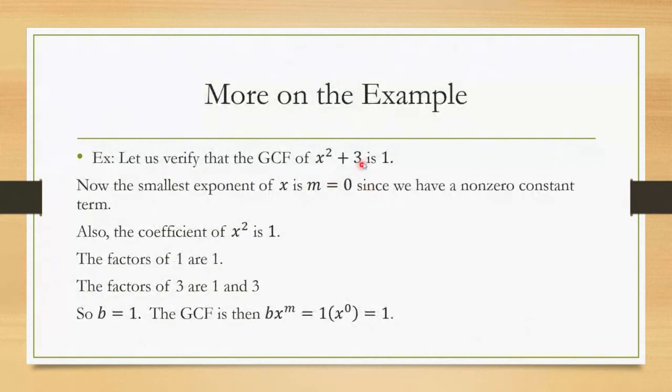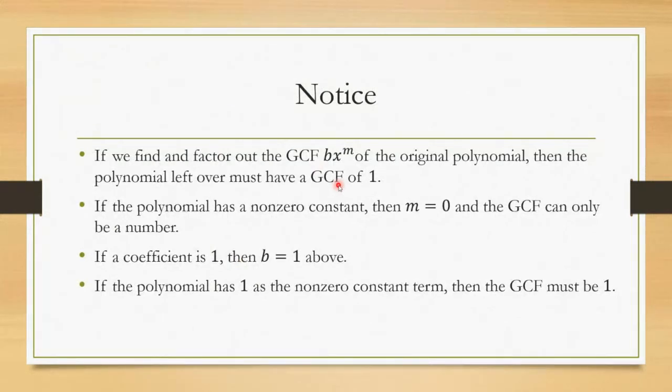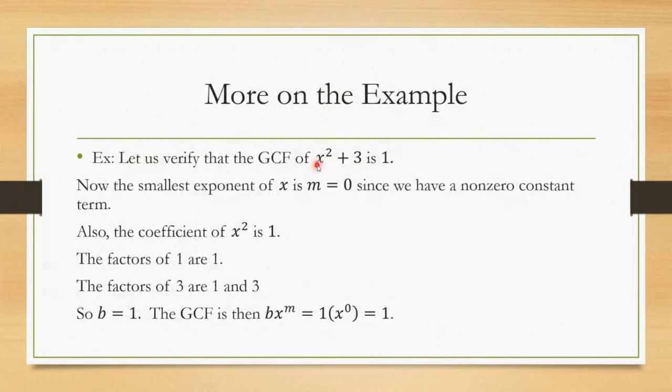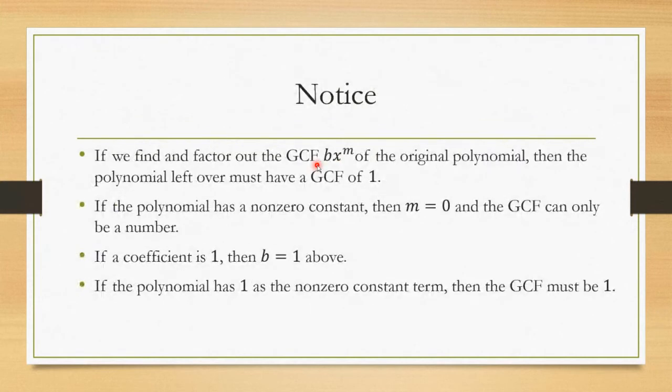And just like what we did here, if a coefficient is 1, then B has to be 1. The greatest common factor of the coefficients and the constant term must be 1, if a coefficient is 1, or if a constant term is 1. And in fact, if you have a polynomial with a non-zero constant term which is 1, then you're done. The GCF has to be 1.